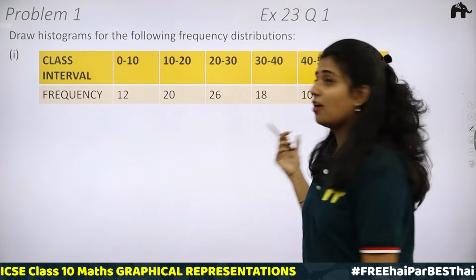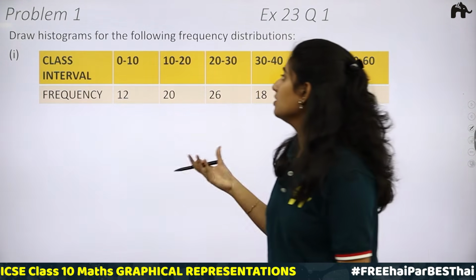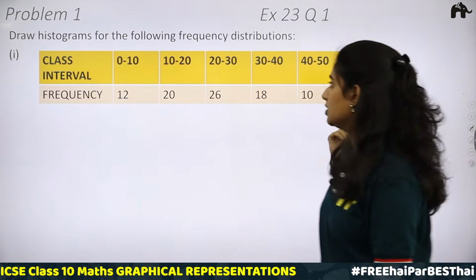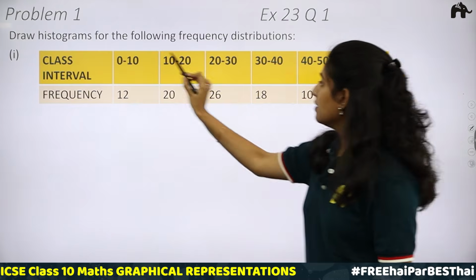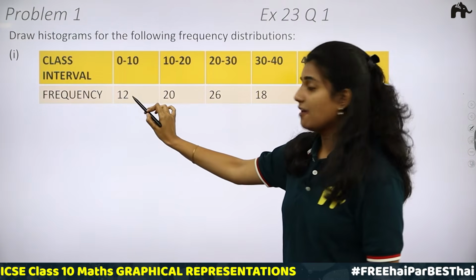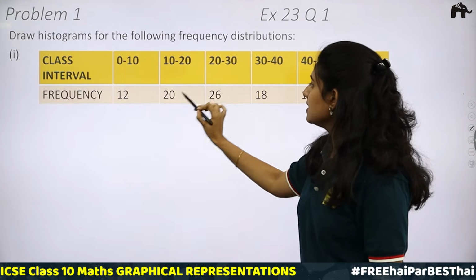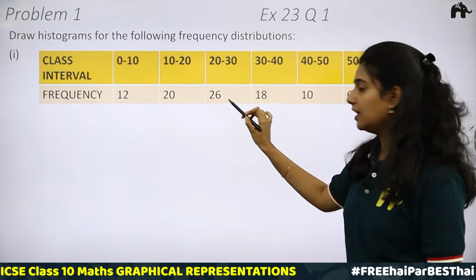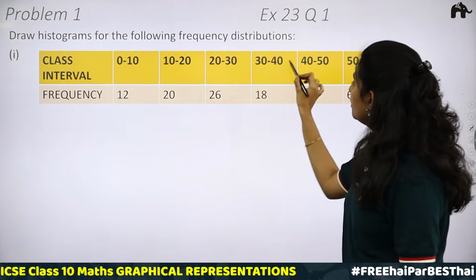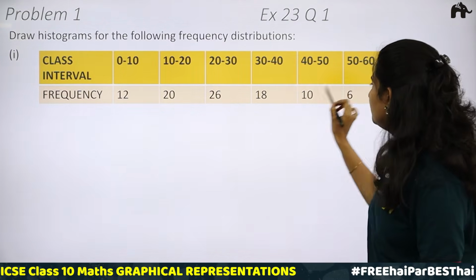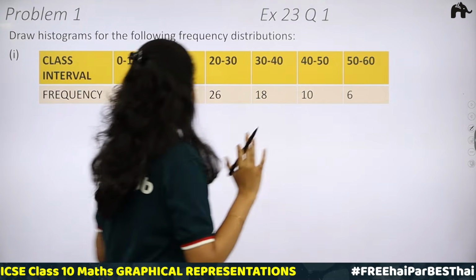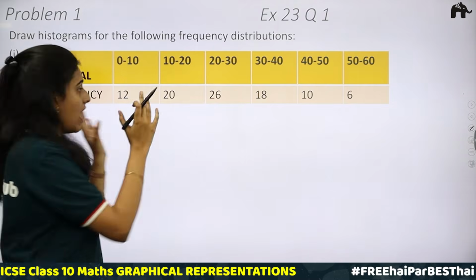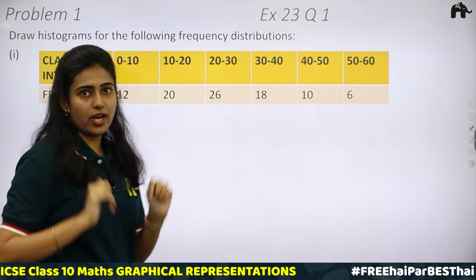Problem 1, question 1 of exercise 23. Draw histograms for the following frequency distributions. Here we have the first one. Class interval and frequency is given. For the class interval 0 to 10, we have frequency 12. 10 to 20, frequency 20, 20 to 30, frequency 26, 30 to 40, 18, 40 to 50, 10 and 50 to 60, 6. Okay, you can create a table with class interval and frequency. So, this is the required data.